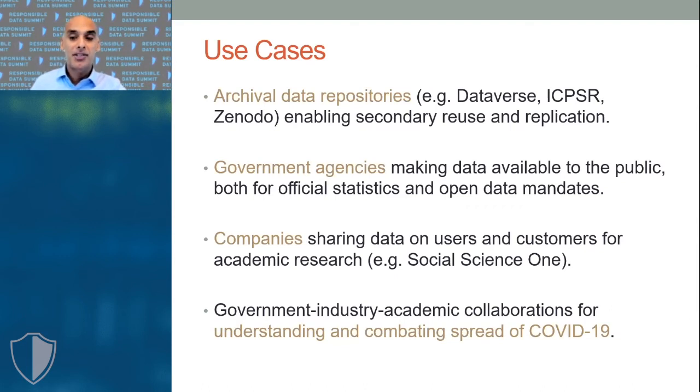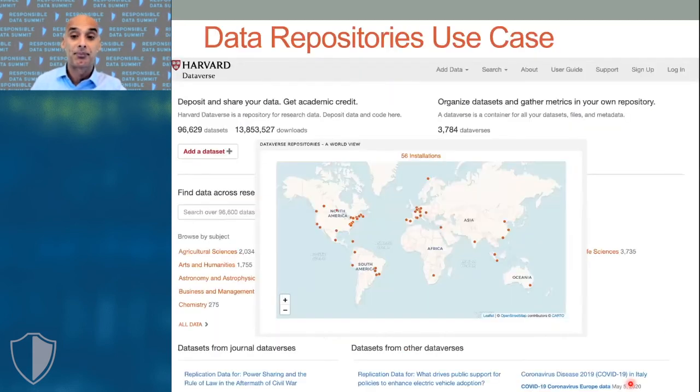Given the current circumstances, we are also keen to find use cases where OpenDP software can help enable the sharing of data to understand and combat the spread of pandemics like COVID-19. The first of these use cases, archival data repositories, is what brought our team into this collaboration on data privacy to begin with. So let me tell you a little bit more about that.